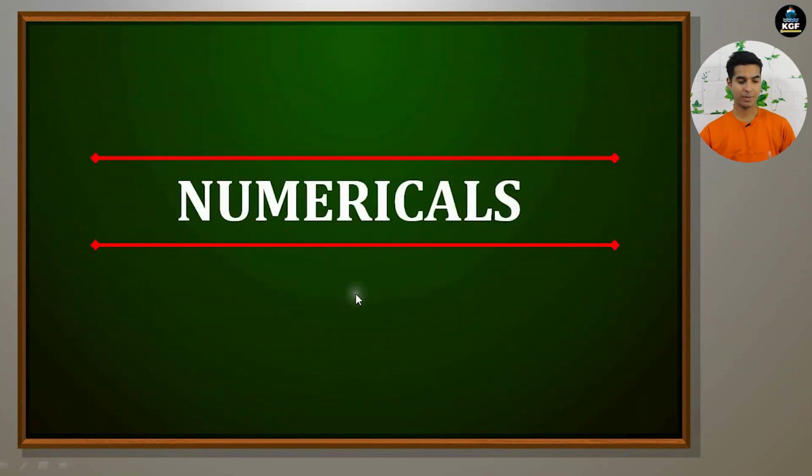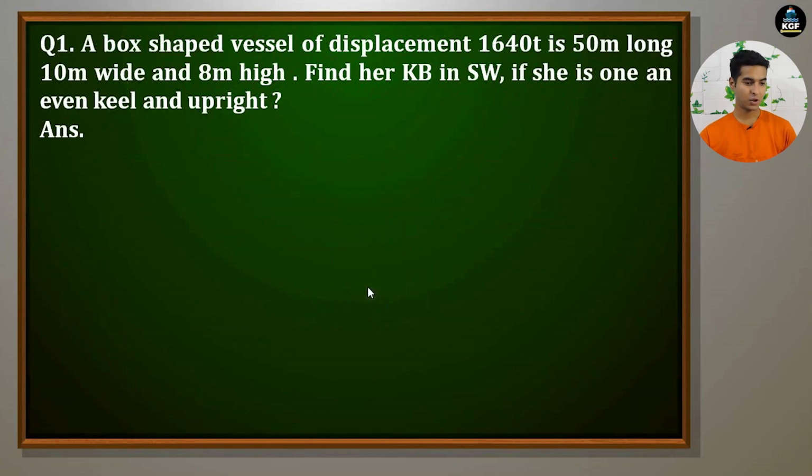Now it's time to do some numericals. The first numerical says that a box-shaped vessel of displacement 1,640 tons is 50 meters long, 10 meters wide and 8 meters high. Find her KB in salt water if she is on an even keel and upright. Okay, there is some typo error.